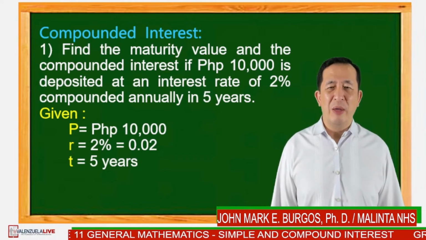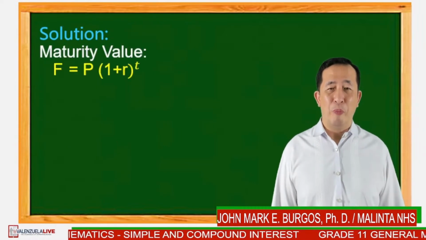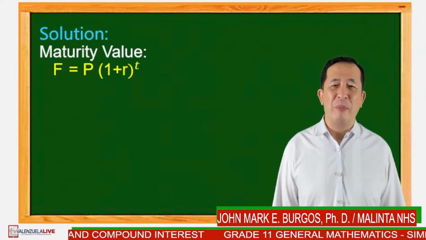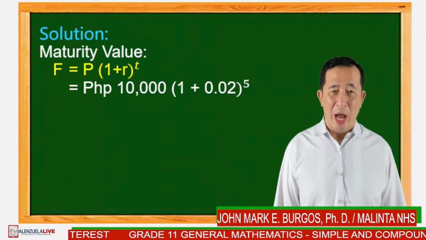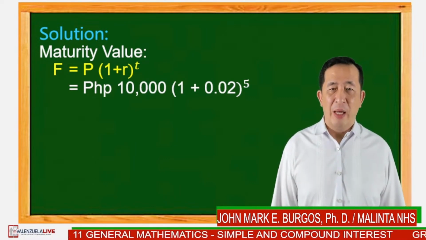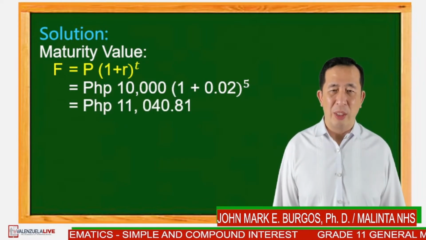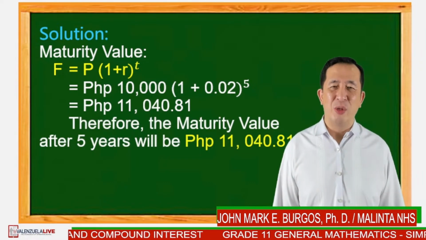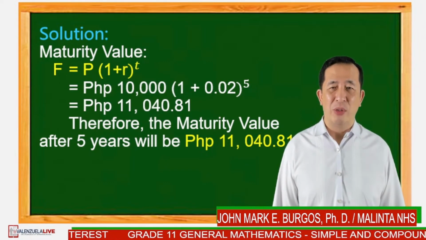So to compute for the maturity value, using the formula F is equal to P times (1 plus R) raised to the power of T, we have 10,000 times (1 plus 0.02) raised to the power of 5. The answer is 11,040 pesos and 81 centavos. Therefore, the maturity value after 5 years will be 11,040 pesos and 81 centavos.